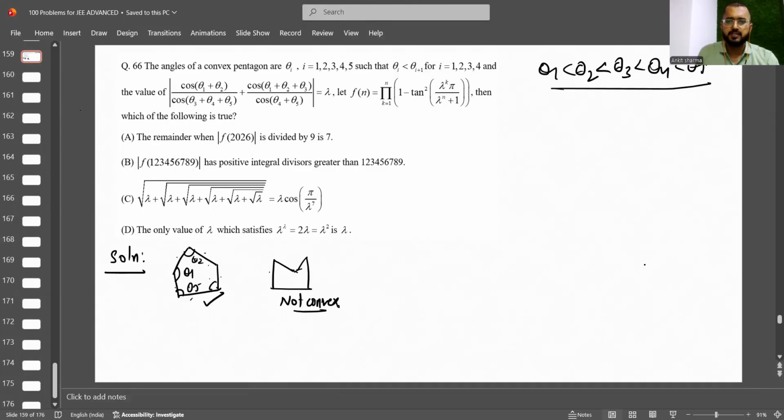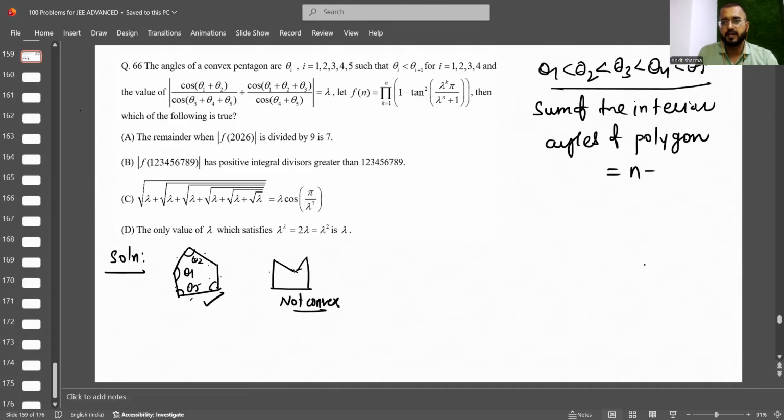First of all, we know the sum of interior angles of the polygon. Even if it is not regular, we don't care because ultimately we want the sum of the interior angles of the polygon. So it is simply (n minus 2) pi, and n is the number of sides. Here it's a pentagon, so n will be 5. So the sum is 5 minus 2, which is 3 pi.